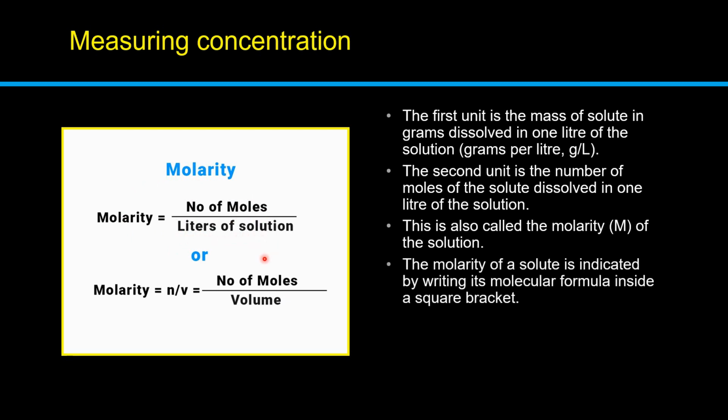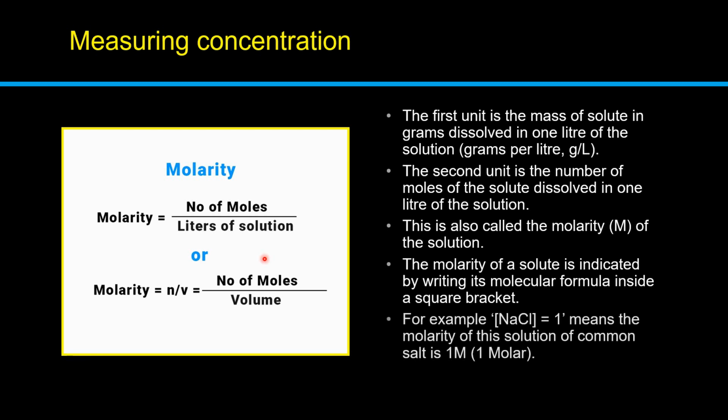The molarity is indicated by writing its molecular formula inside a square bracket. If you can see, this is the molecular formula for sodium chloride written inside the square bracket, which means that we are going to write the molarity of the solution. It is equal to 1, which means the molarity of this solution is 1 molar, or simply written as 1 M.